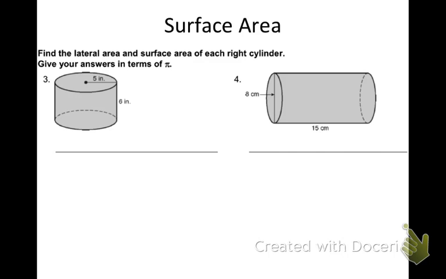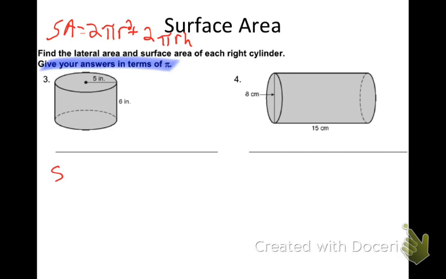Let's try number 3 and 4 here. Now we're talking about lateral area and surface area of a cylinder. Now if you look, the formula for the surface area of a cylinder is 2 pi r squared plus 2 pi r h. Now this one says give your answers in terms of pi. It's always a lot easier when you leave your answers in terms of pi.